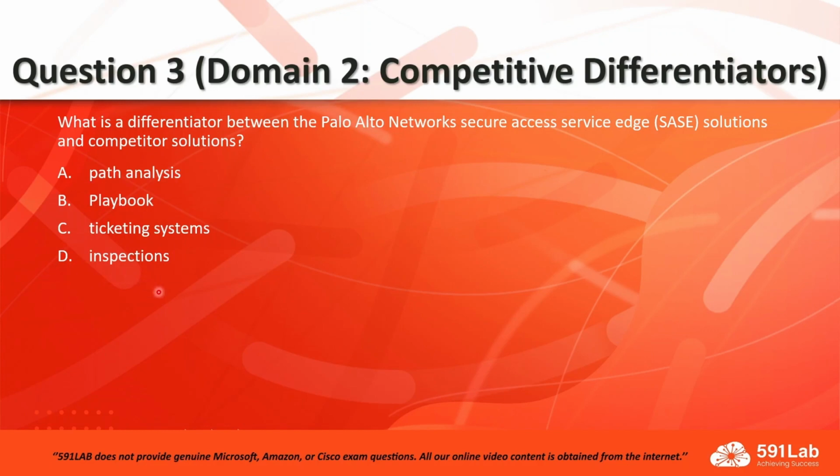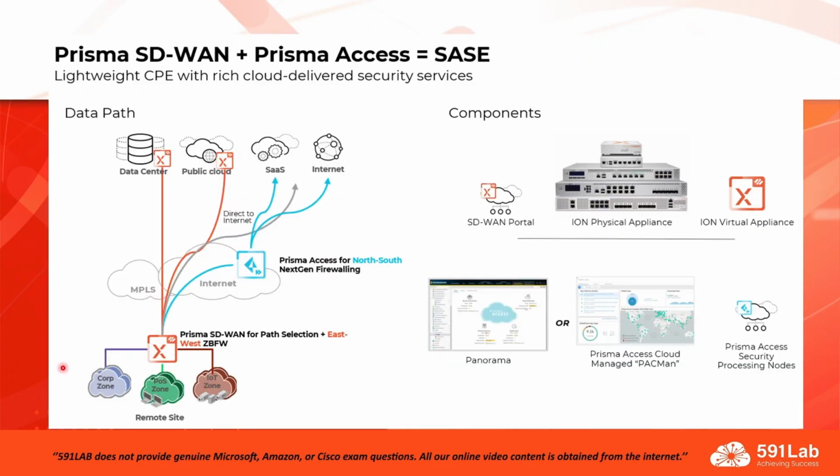To answer the question, let me show you the next diagram. Here we have the diagram that combines the Prisma SD-WAN solution and Prisma Access to build the SASE solution. With Prisma SD-WAN, we can use the ION appliance that we can deploy at a range of remote sites, and Prisma Access enables our solution to connect and inspect all traffic from the remote site to the internet or SaaS applications.